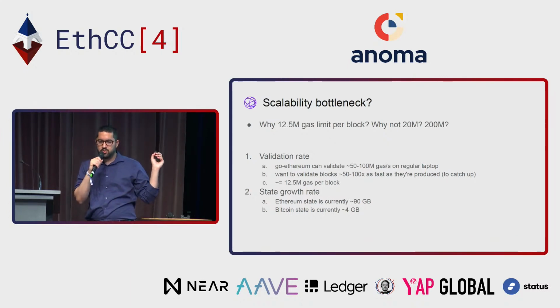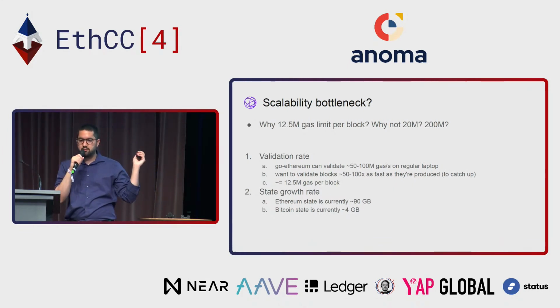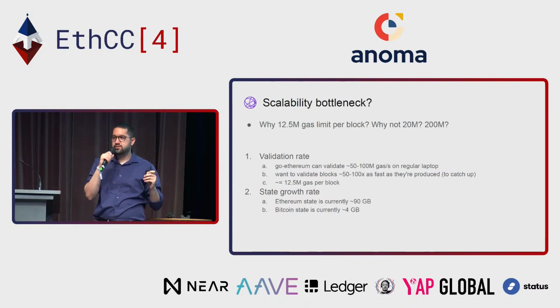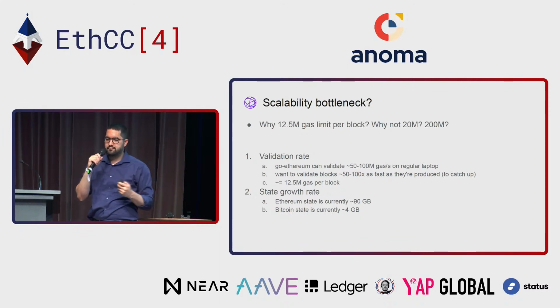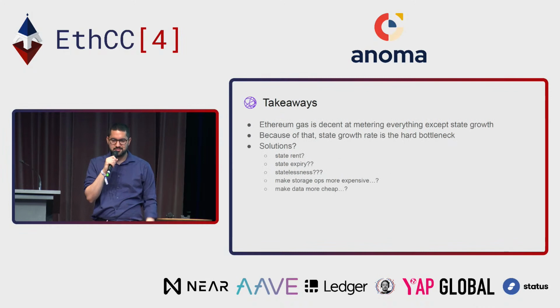The second thing is we want to bound the state growth rate. The Ethereum state is currently about 90 gigabytes. Bitcoin state is currently about 4 gigabytes. And the higher the block gas limit, the faster the state growth rate. So we want to bound this to some smaller number, probably smaller than what it currently is, unfortunately.